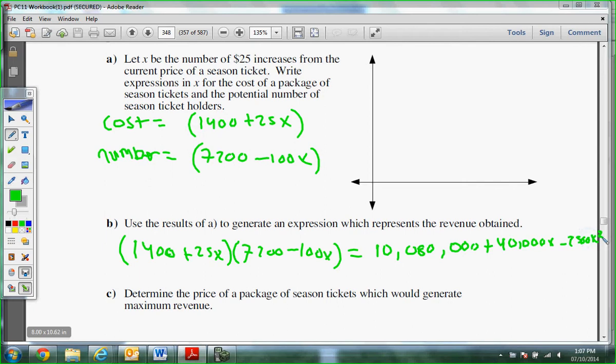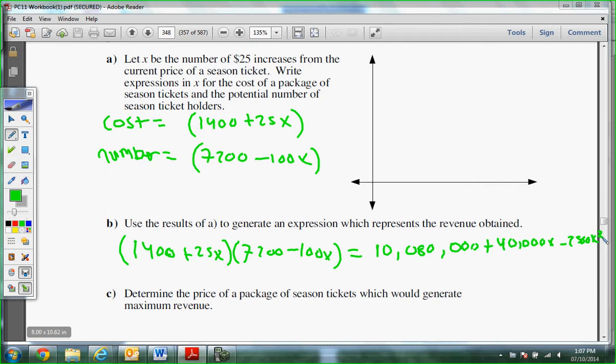So that would be your quadratic equation. 2,500x squared. Yeah. So it's 10,800,000. No, 80,000. I was right. 10,080,000 plus 40,000x minus 2,500x squared. Okay.